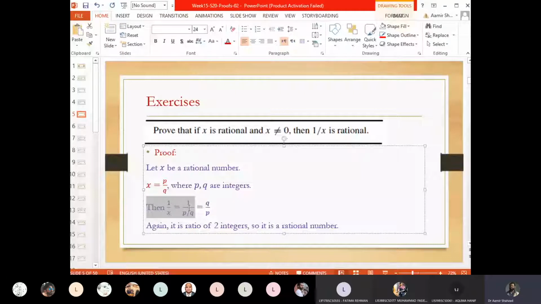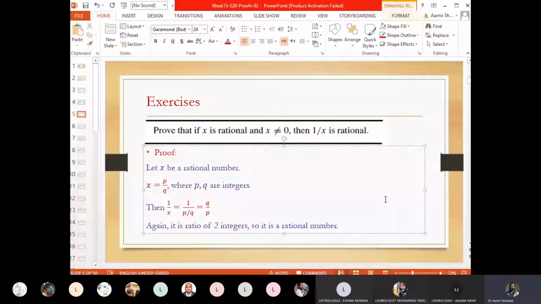फिर हमारे पास 1 over x क्या होगा? So 1 over x is going to be 1 over p over q. X is p over q, so 1 over x is 1 over p over q. या हम इसको q over p भी लिख सकते हैं. 1 over x is going to be q over p.